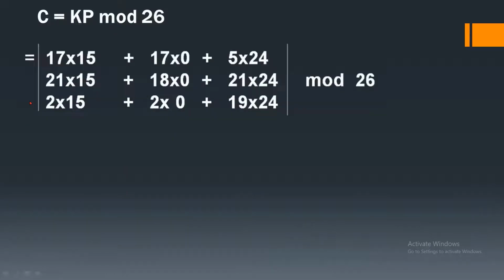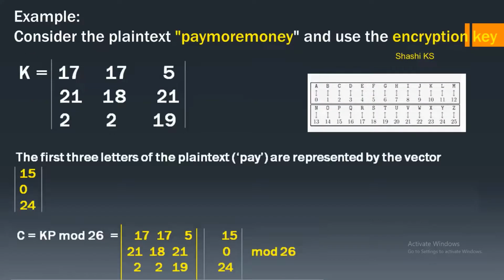As I told already, we need to do matrix multiplication here. What is our key here? Our key is 17, 17, 5, 21, 18, 21, 2, 2 and 19. Okay, so we need to multiply the key matrix K with the column vector representing the plain text, which is 15, 0 and 24. So how do we multiply?